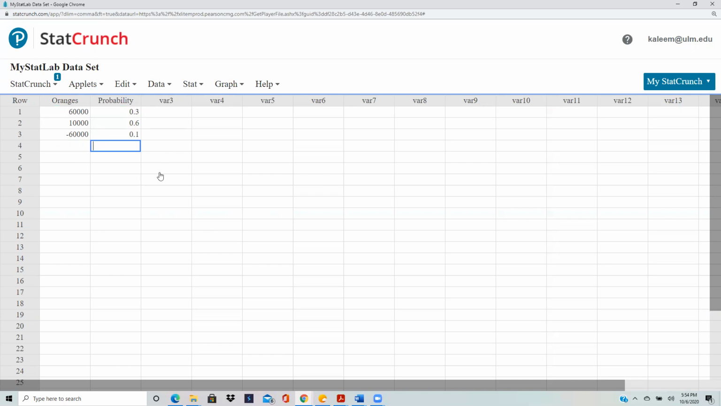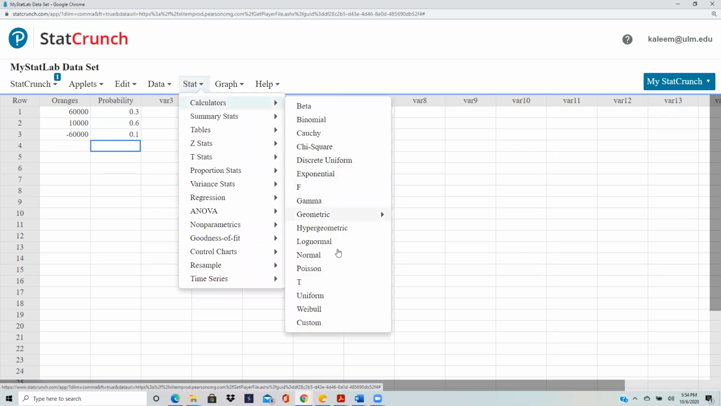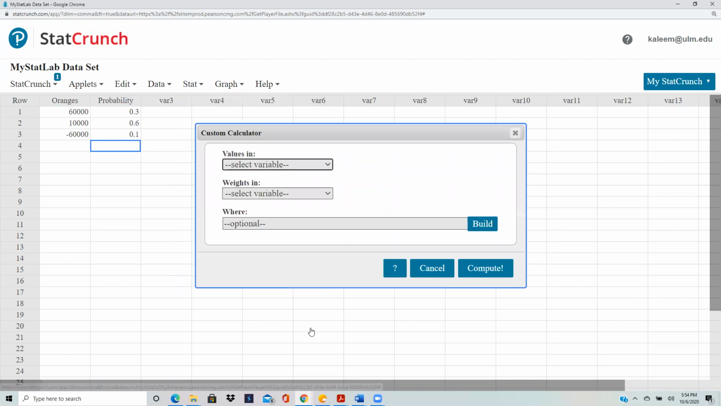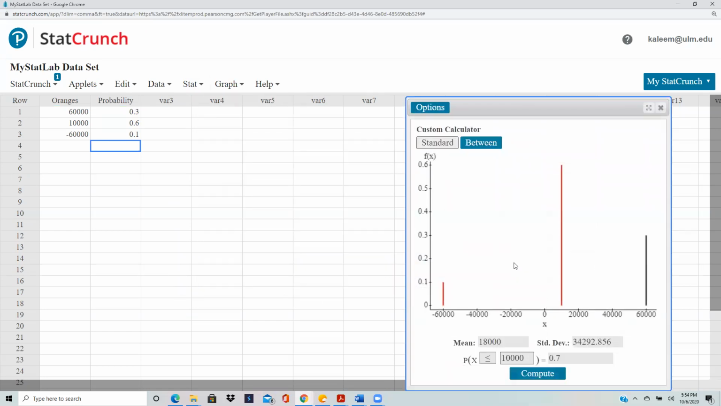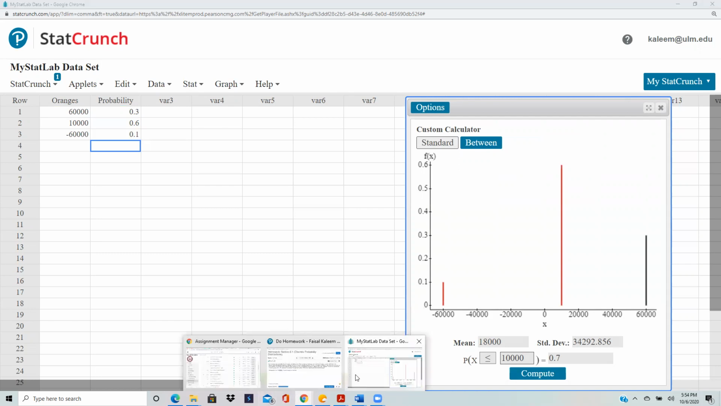Backspace. Okay, so now this is the data, and you would do Stat, Calculator, Custom. And you see you get the mean to be 18,000, which is what we got for the expected value. So I still think that this one probably takes a little bit less time if you do it without StatCrunch, but it's up to you.